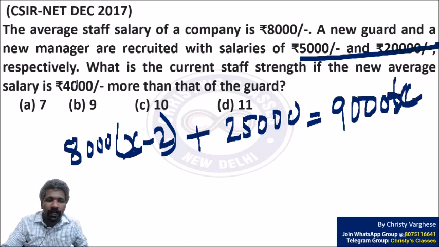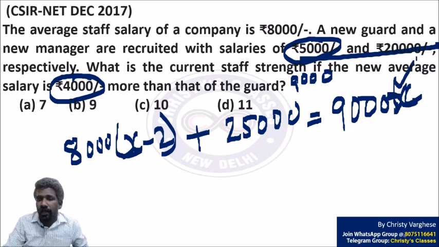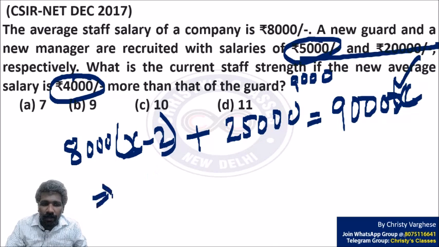Where it is written 9,000 into X, 4,000 more than the salary of the guard is the new average. That means 9,000 is the new average. 9,000 new average and X people are there now, so 9,000 X. Now you have to simplify this equation to find the value of X. And X is what? The new staff strength.